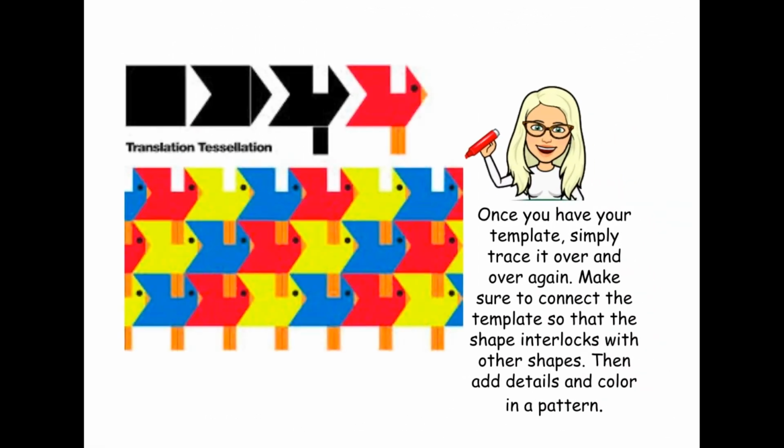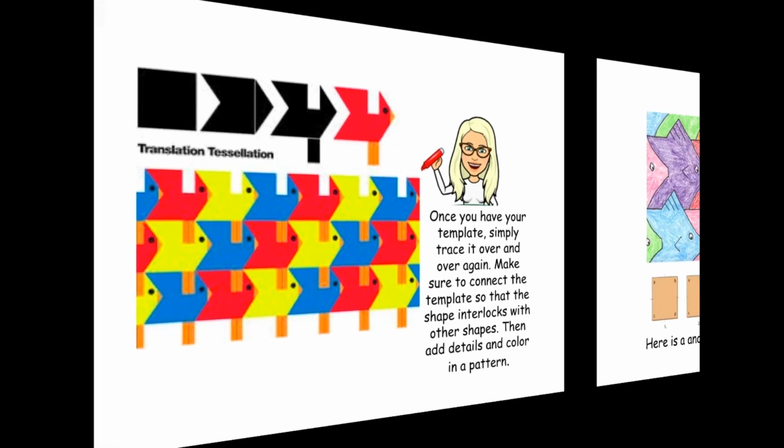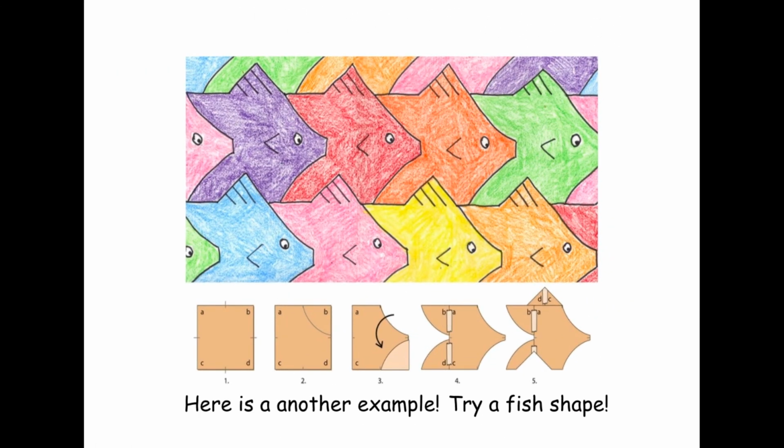Once you have your template, simply trace it over and over again. Make sure to connect the template so that the shapes interlock with other shapes. Then, add details and color in a pattern. You can also do multiple tessellations. Here's another example. Try this fish shape.